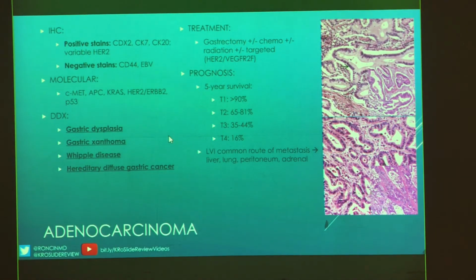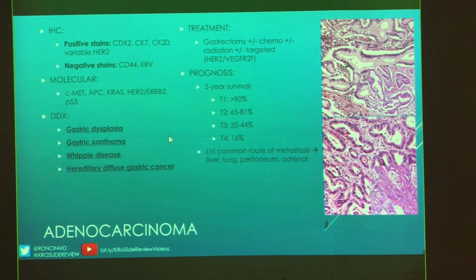For your stains, so CDX2, CK7, CK20, and HER2 may or may not be present. Your negative stains will be like your Epstein-Barr and also CD44. For molecular, the molecular for these is a little different from what we saw with Barrett's esophagus and esophageal adenocarcinoma. So CMET or APC, KRAS, your HER2 aberrations, P53. So a lot of things that you can also see in other areas of the GI tract.